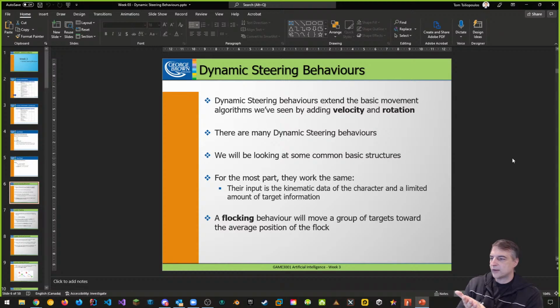We're also going to be discussing next week something called flocking behavior. And what are flocks? Think about them as flocks of birds. We're going to talk about them. Actually, we're going to call them boids. So this is kind of like the first part of our dynamic steering behaviors conversation.